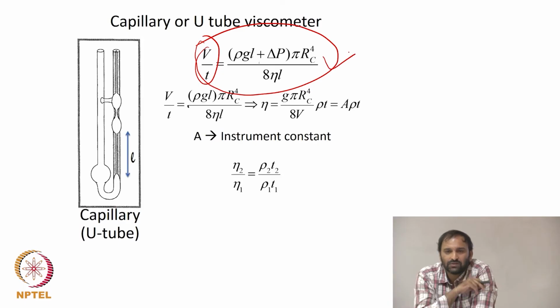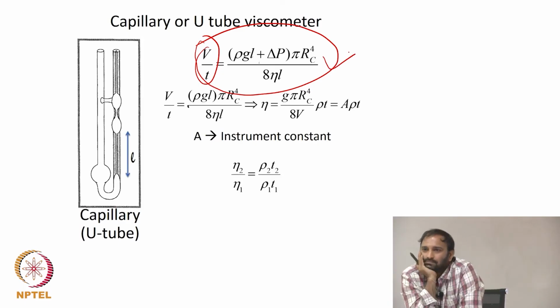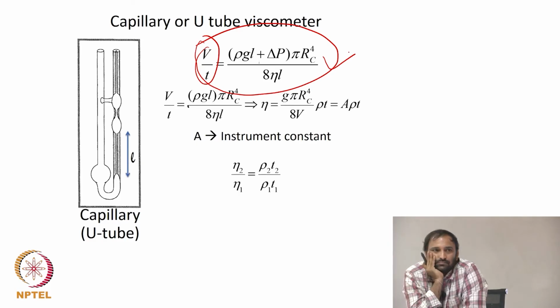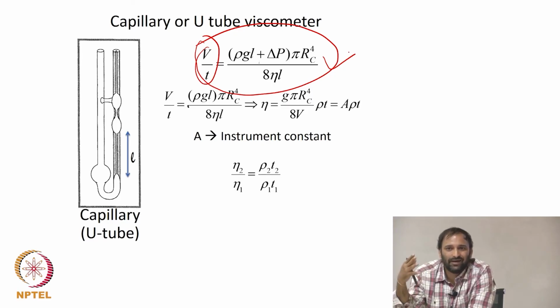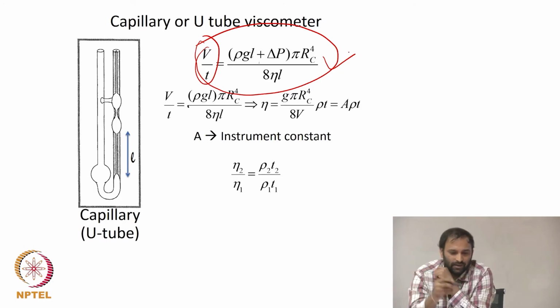Can anyone recognize this equation? Does it look familiar to you? Right, the Poiseuille equation. I don't know if we did this in class, but you derived the velocity profile for flow through a pipe. If I know the velocity profile, there's a way of getting your flow rate: you integrate the velocity profile multiplied by your area. That gives your flow rate, your V by T, the volumetric flow rate.